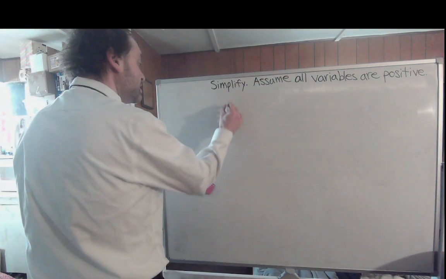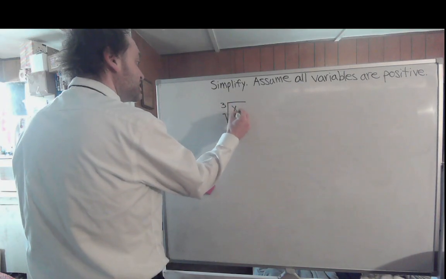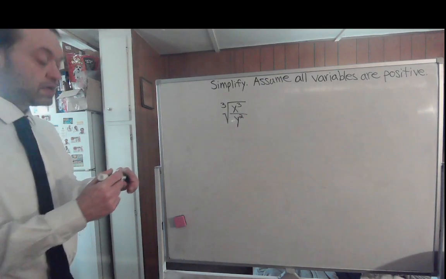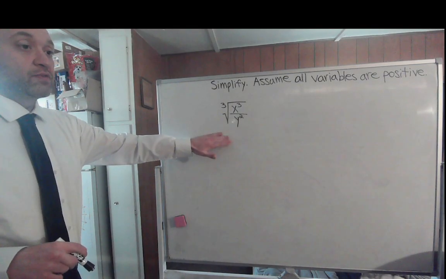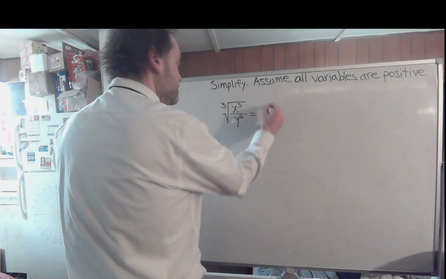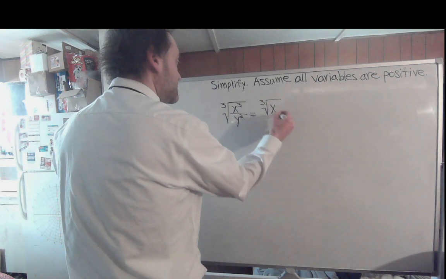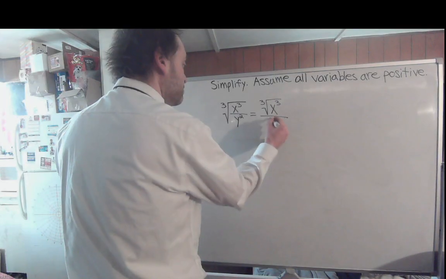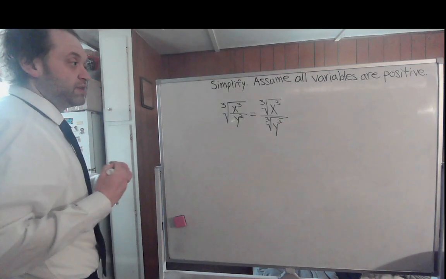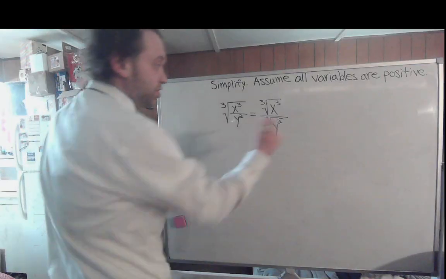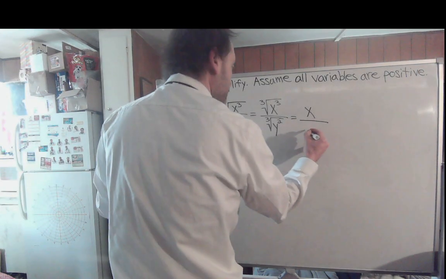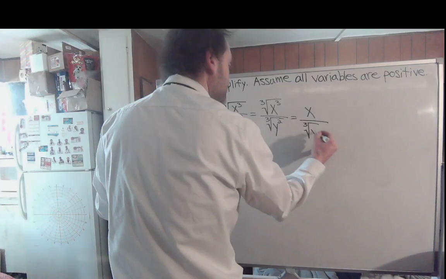Alright, so we have the cube root of x to the third all over y squared. Alright, well, you have a fraction inside of a root under a radical, so we can split this up into the cube root of x to the third divided by the cube root of y to the second. Well, let's go ahead and simplify the numerator first. Cube root of x cubed is going to be what? That's just simply x. Now this would all be over the cube root of y to the second.